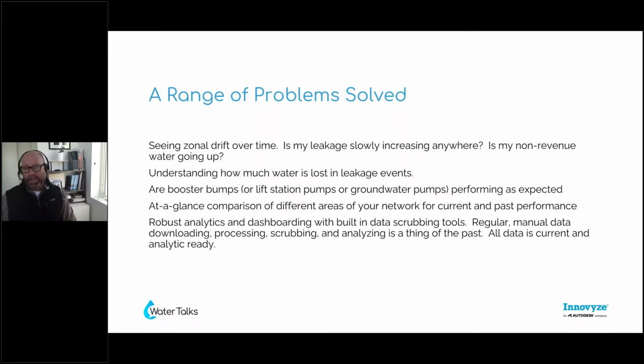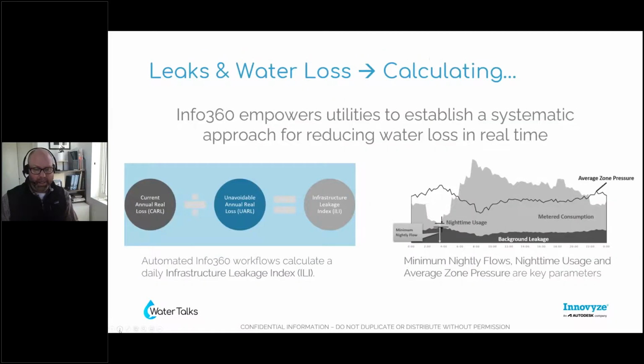And then really that robust analytics and dashboarding with the data scrubbing tools, right? Making sure that our users don't have to manually do any of the downloading, the processing, the scrubbing, that it's all live. Once you set it up in our system, it just continuously operates, continuously shows you the most current values, and it's always analytic ready, and especially with our data scrubbing tools, it's always highly reliable.